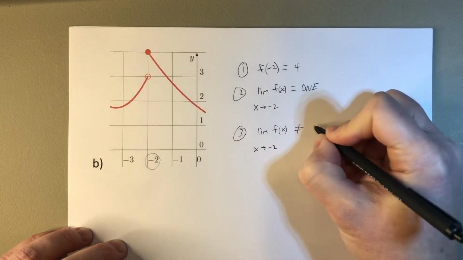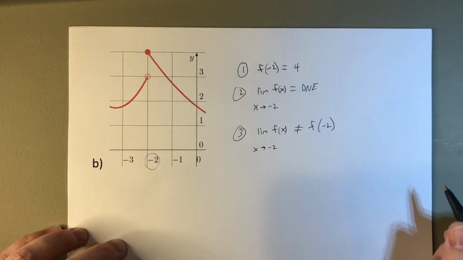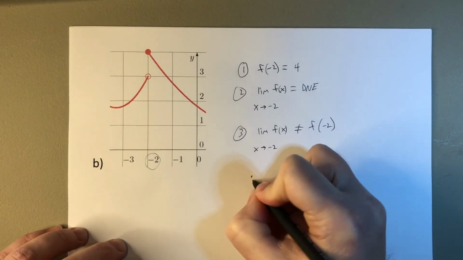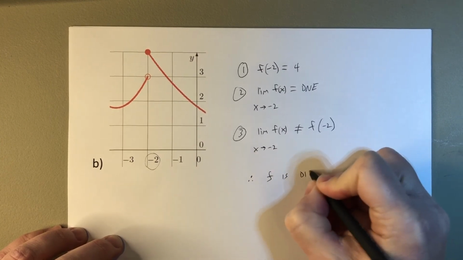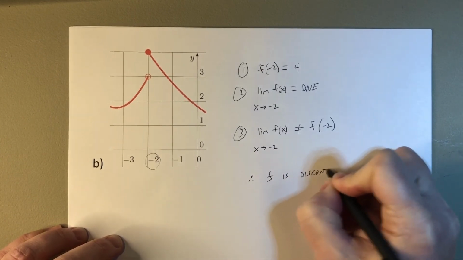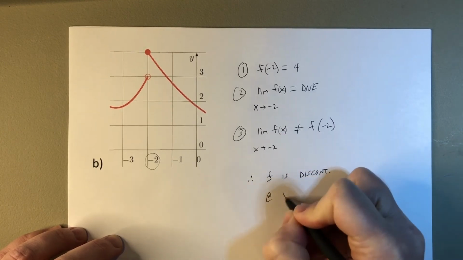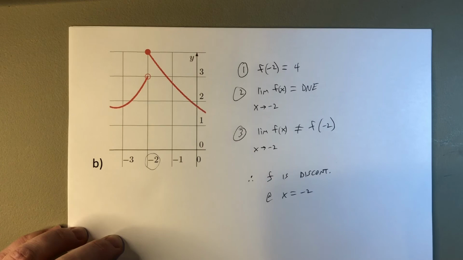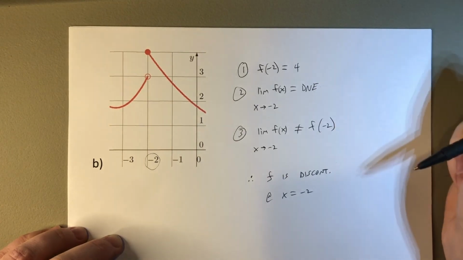All right, so in this case, it is discontinuous. Therefore, what? The function f is discontinuous at x equaling -2. Why? Well, because of condition 2 and because of condition 3.